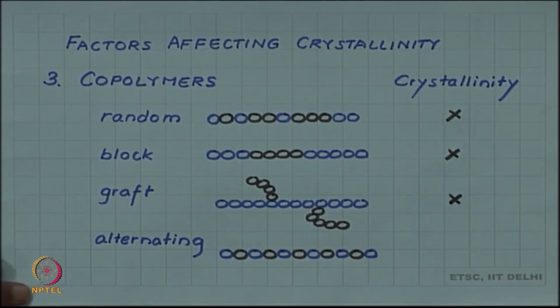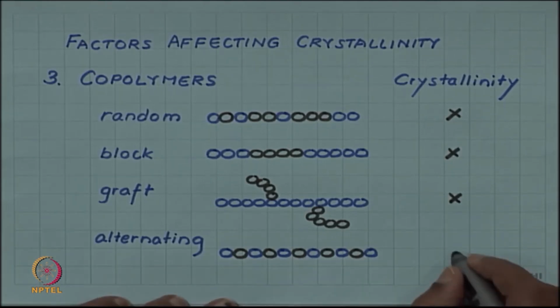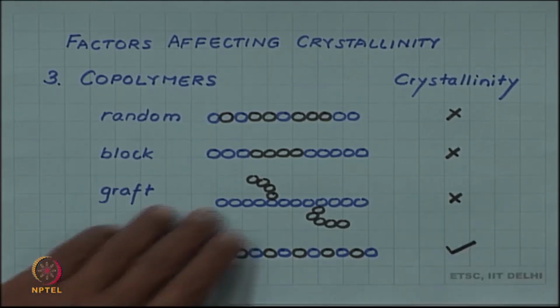So, only the alternating copolymer, in which the monomers are alternating, has an inherent periodicity within the chain itself, and then one can think of folding and periodically arranging them. So, this may crystallize.